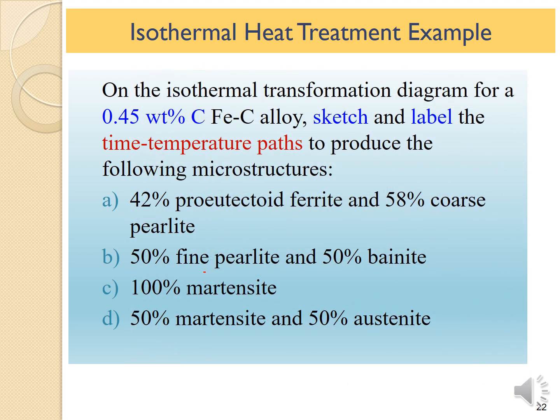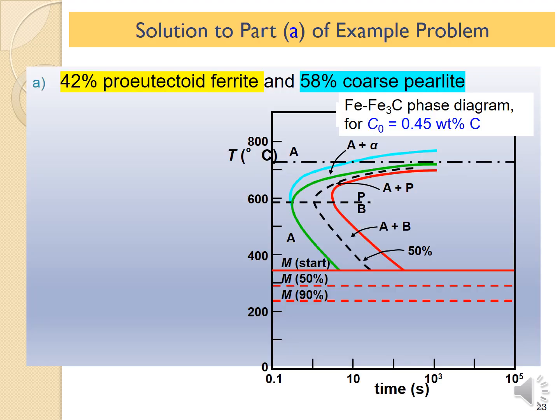And then we're gonna do another pass to have 50% of pearlite with 50% of bainite, and then do another design to have 100% of martensite, and lastly do a design to do 50% martensite and 50% of austenite. And let's see how to do it. So first, we're going to figure out how to design the path. The results will be 42% of proeutectoid ferrite and then 58% of course pearlite.